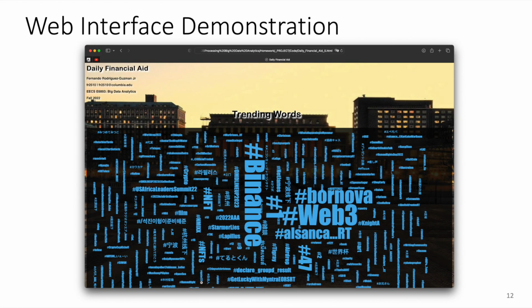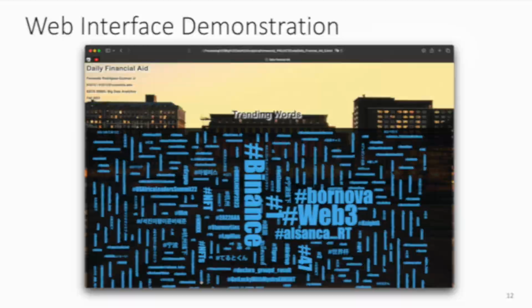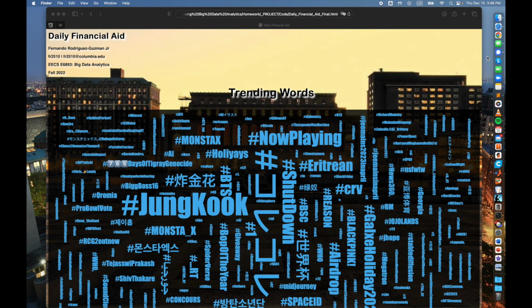And now we'll begin the web interface demonstration for the financial aid's visualization front end. What we have here is the web interface for the daily financial aid. This is one cohesive project and web interface design to have all the available information that you would require for financial decision making in one web interface.